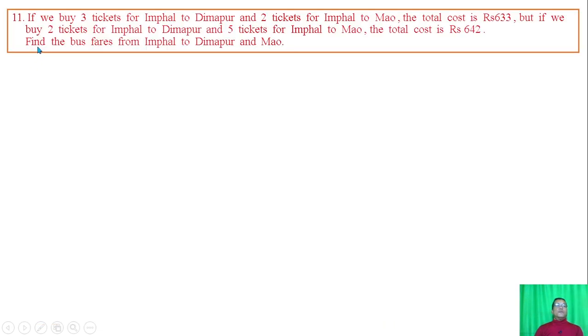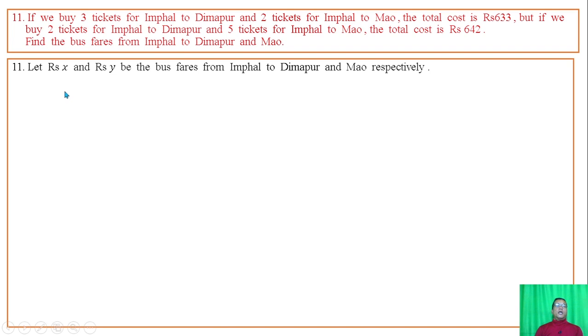Question number 11. If we buy 3 tickets for Imphal to Dimapur and 2 tickets for Imphal to Mau, the total cost is rupees 633. But if we buy 2 tickets for Imphal to Dimapur and 5 tickets for Imphal to Mau, the total cost is rupees 642. Find the bus fares from Imphal to Dimapur and Mau. Let rupees x and rupees y be the bus fares from Imphal to Dimapur and Mau respectively.